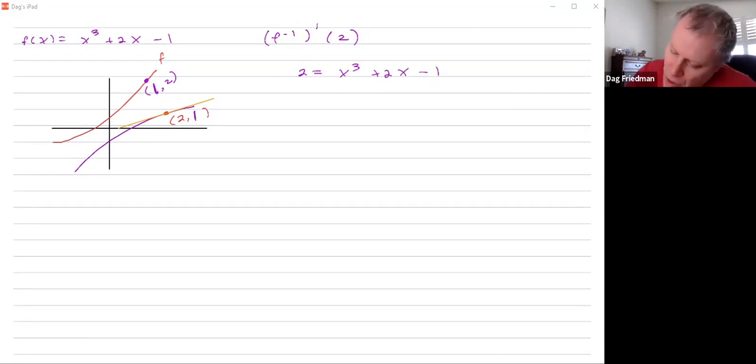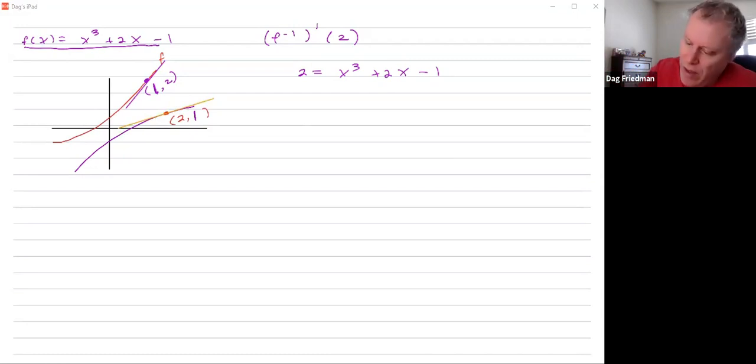Because now I'm going to take the derivative of this function right here, and I'm going to evaluate it at 1, because it's going to give me the slope of the tangent line at the point (1, 2), and that will allow me to figure out what this is, because it will just be the reciprocal.